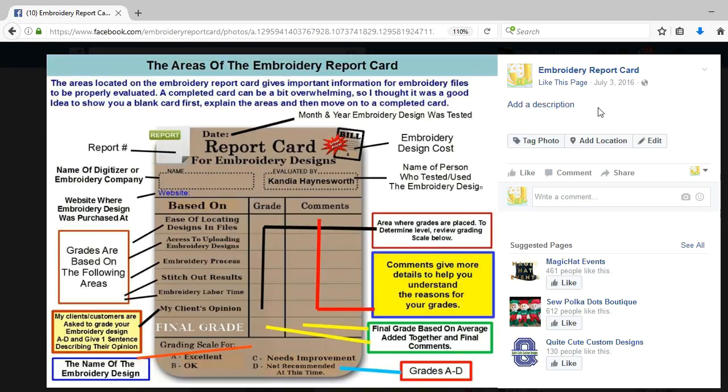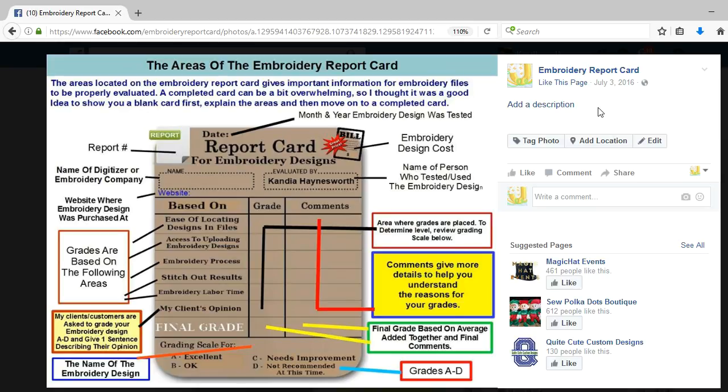Now, if I give you a B, it's not a bad grade. Okay, I know I recently gave an embroidery website a B, and I got a lot of backlash from some of her fans and her customers. The reason being is because they like her. But the bottom line was no one could say, well, Kandia, what you were saying in your embroidery report card wasn't true, because it was true.